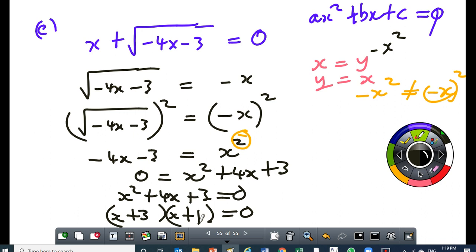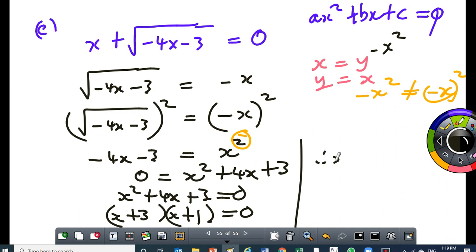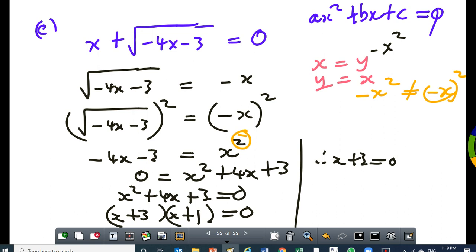Either of these two binomial factors can start first. Then once you get here, you can say therefore x plus 3 is equal to 0, or x plus 1 is equal to 0. Therefore, x is equal to negative 3, or x is equal to minus 1.